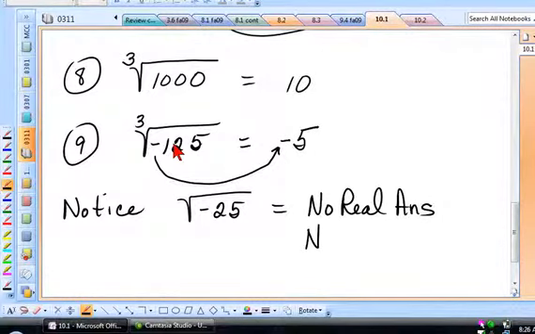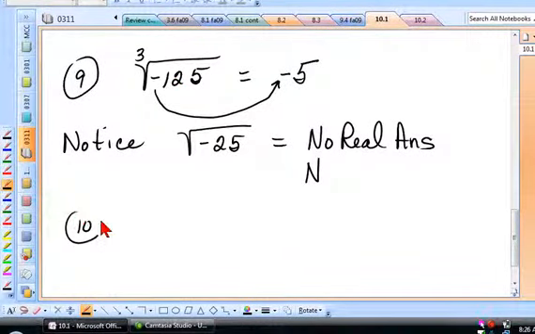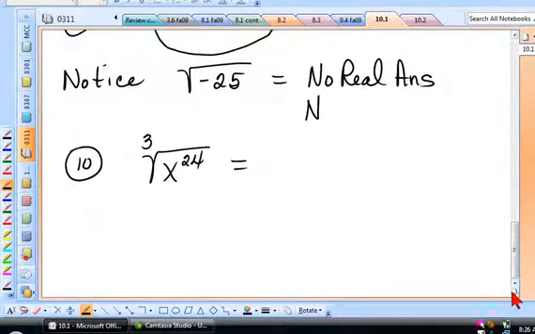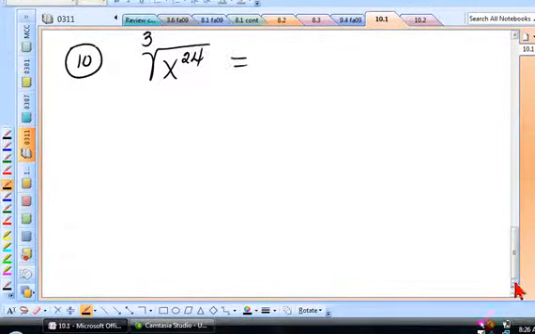All right. Let's look at number 10. You can see there are a lot of questions, but these go pretty rapidly. What's the cube root of x to the 24th power? So what I'm asking you is, what would you have to cube to get x to the 24th?